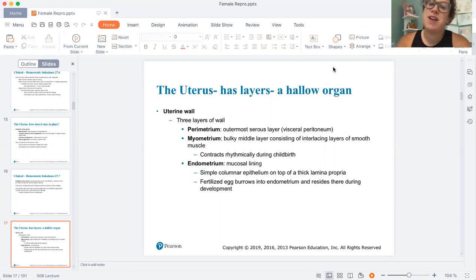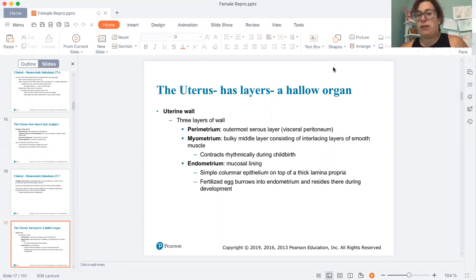Sorry about that. So the myometrium is the bulk of the uterus, and it is made of smooth muscle, and the smooth muscle interlaces, so it can contract in a rhythm-like fashion to get that child to exit out. And then the lining of the uterus is called the endometrium. This is simple columnar epithelium.